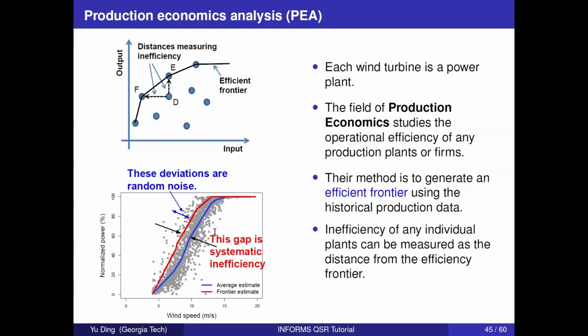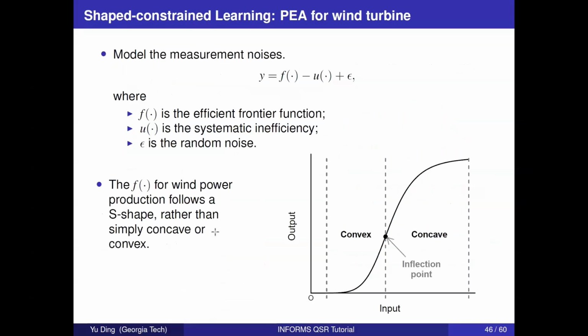Suppose you can establish this kind of average performance, which is the blue line, and then you can quantify the systematic inefficiency of these particular turbines, and then you have this red line, where the gap helps you quantify the systematic inefficiency, right? So what you need to do is modify your model a little bit here. The model has some similarity to the earlier model we had, but here we actually assume the epsilon is IID.